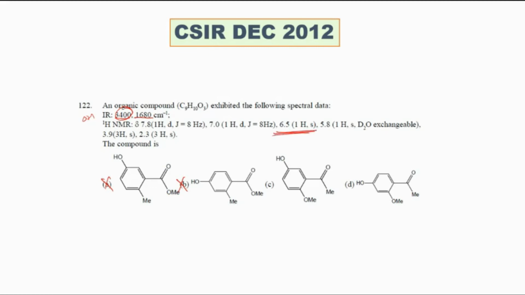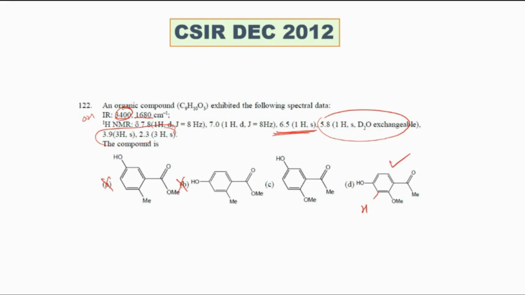Aromatic region, 6.51 hydrogen singlet. These data will not help me much, because they match all the options. But 6.51 hydrogen singlet shows that I've got a shielded hydrogen. That is how I pick option D.